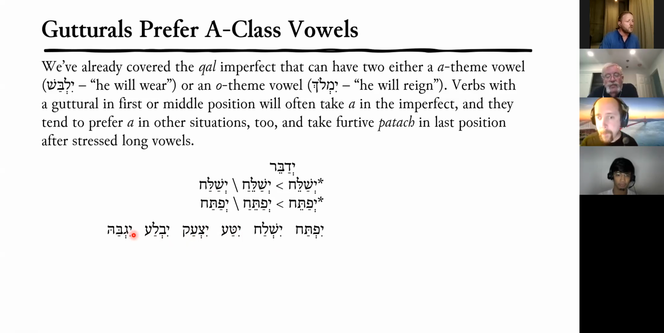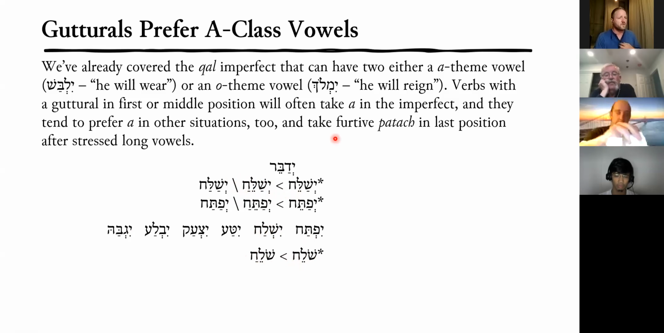Yivla, he will swallow, and Yigba, he will become high. He will be elevated, or tall, either one. The idea is that gutturals, where other words will take an i or an o or whatever, gutturals pull an a vowel, and they do it rather consistently. So this is another explanation why we have that a theme vowel instead of o. Okay. So we have sholech becomes sholeach because it wants to have that a. Yishalach or yishaleach has that furtive patach. You've heard of furtive patach?